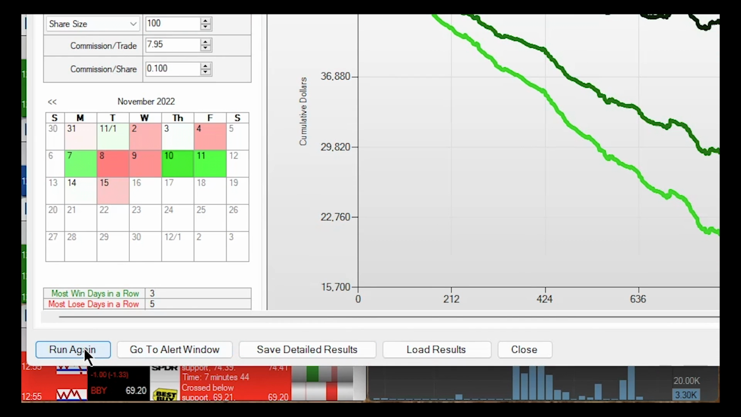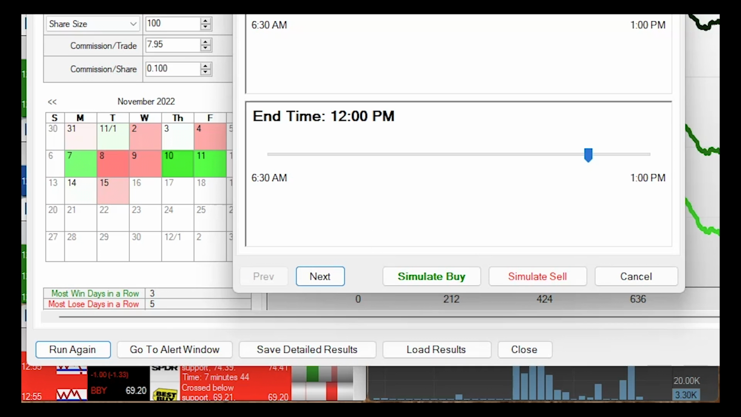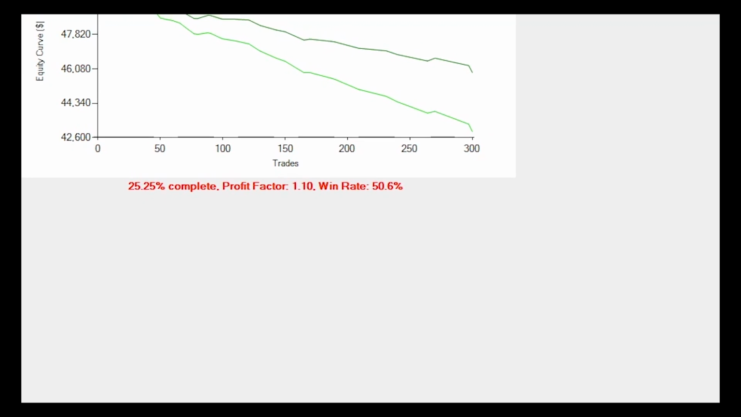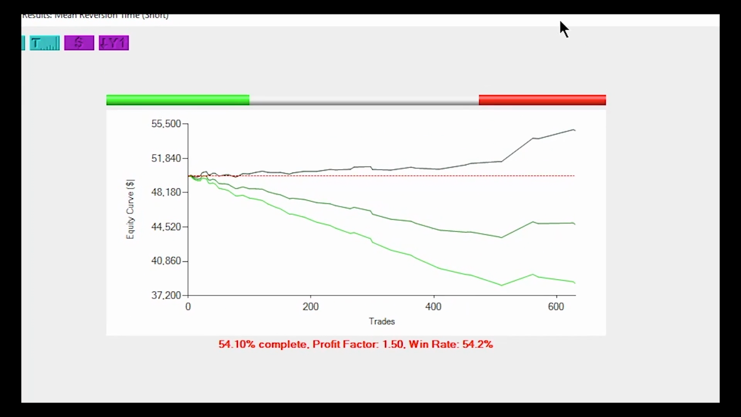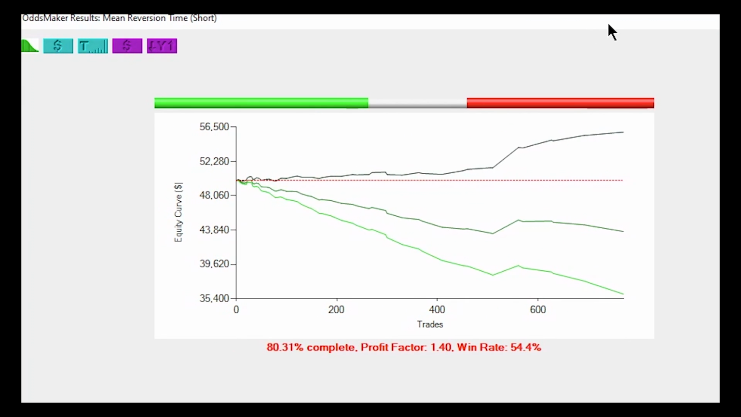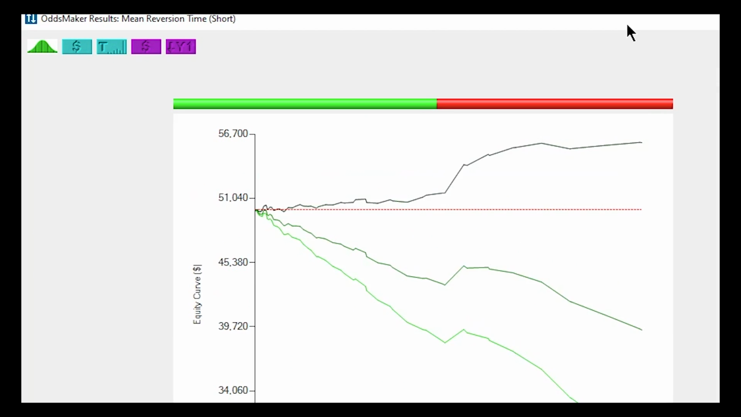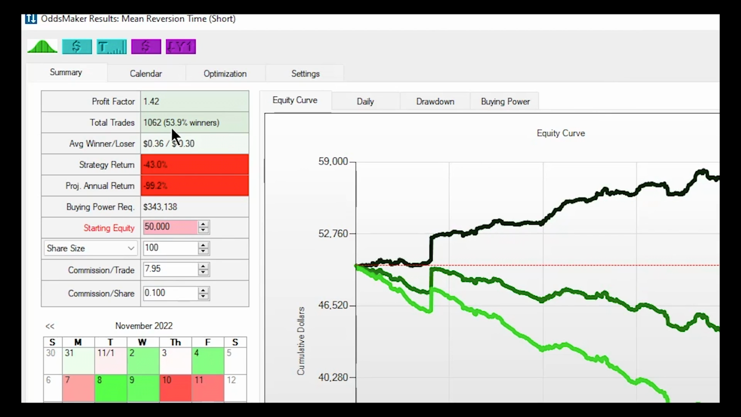So I'm going to run again, and here I'm going to simulate the sell. Let's see what happens. Okay, 53% profitable. It's the inverse, and you can see what's going on.